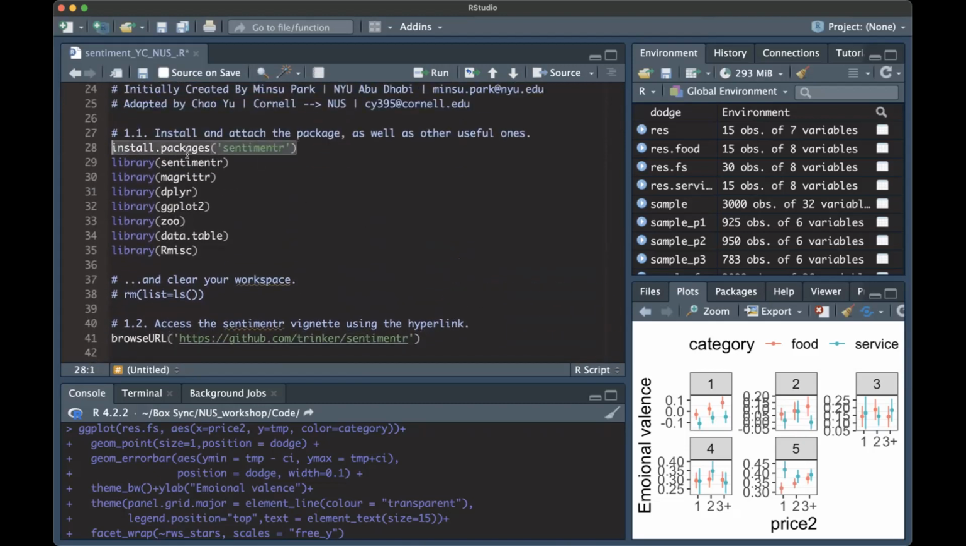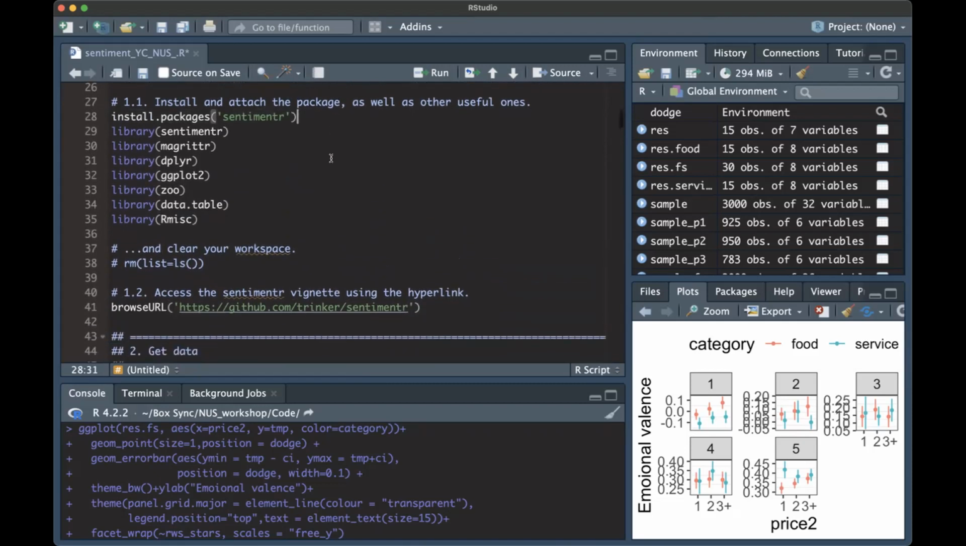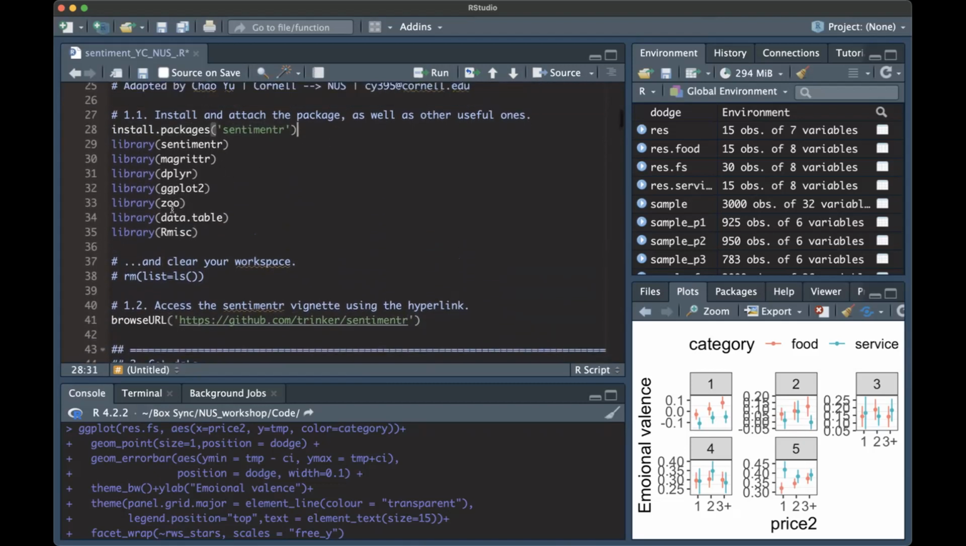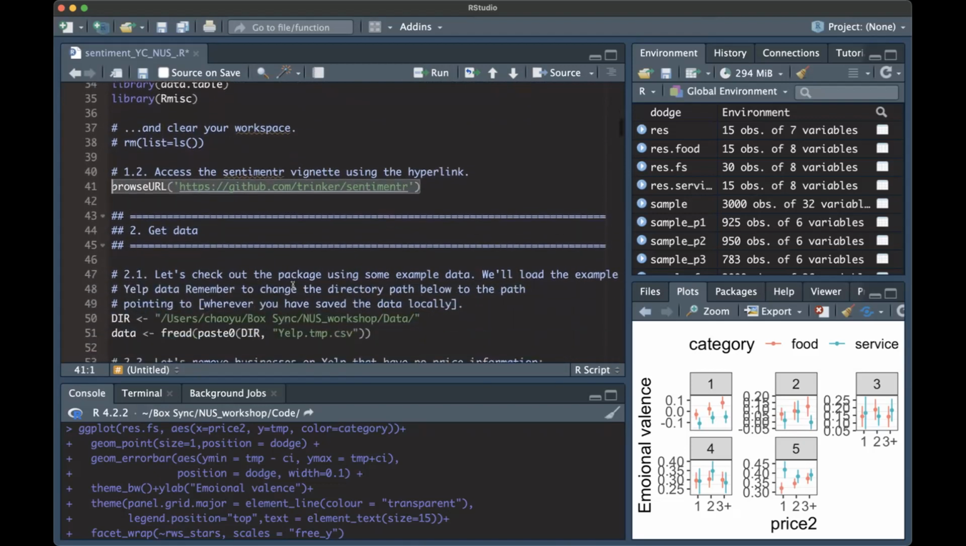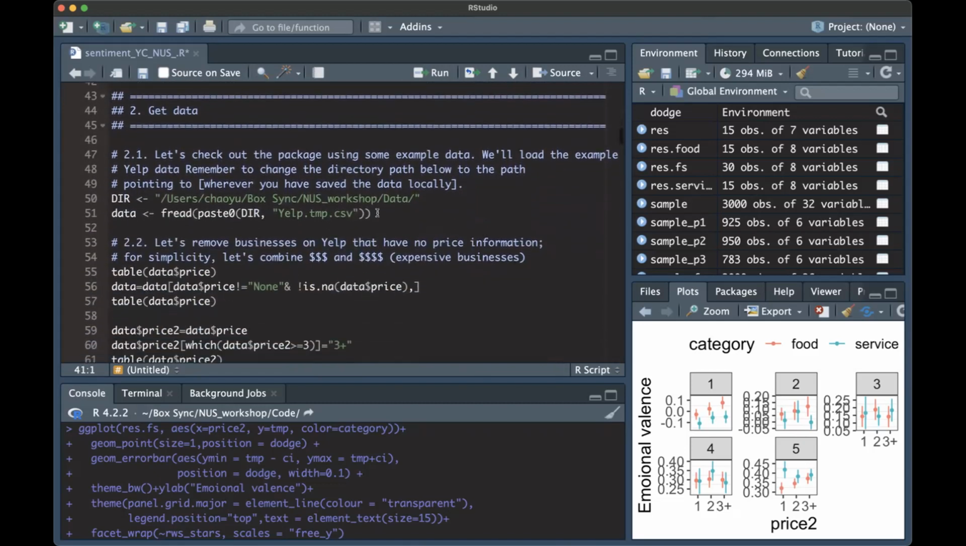First, for those who haven't installed this package, run this code, and I think it will automatically install the package for you. And here is the GitHub page if you want to dig deep into this package. And I think you also have access to the sample data that I shared via Google Doc.